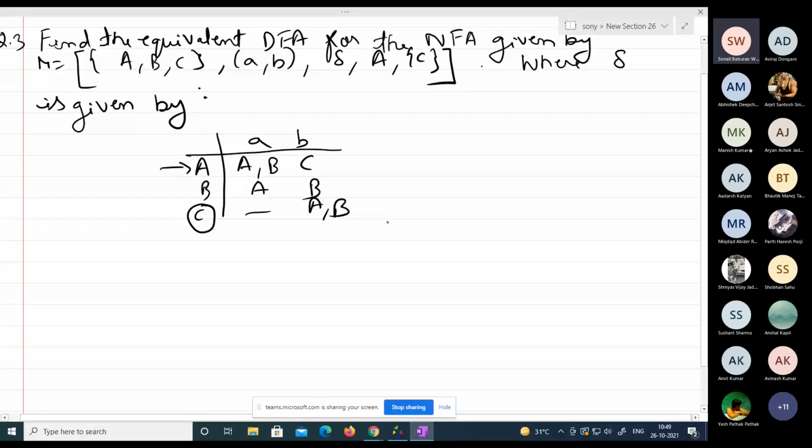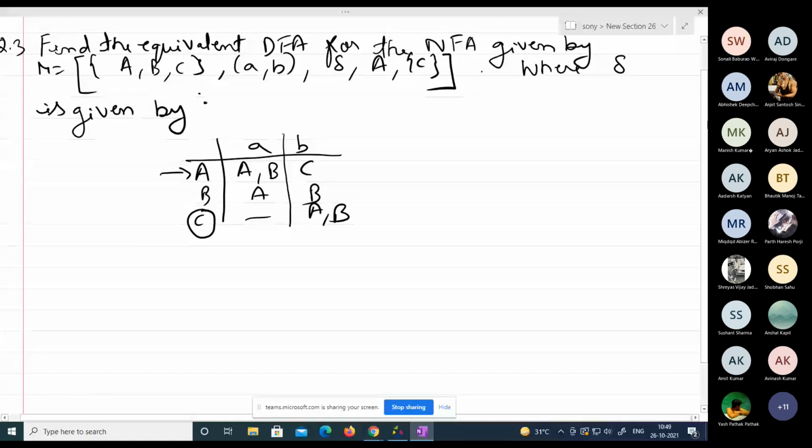So this is the question, guys. Take it down. Find the equivalent DFA for the NFA given by M is equal to ABC, comma AB, comma delta, comma A, comma C, where delta is given by this. Now you have all the values of M and you have the values of delta also. Now by using this, try to draw the DFA. This is the third question of your tutorial, okay? Noted? Yes, ma'am.